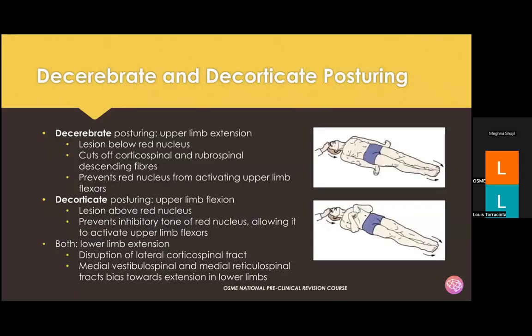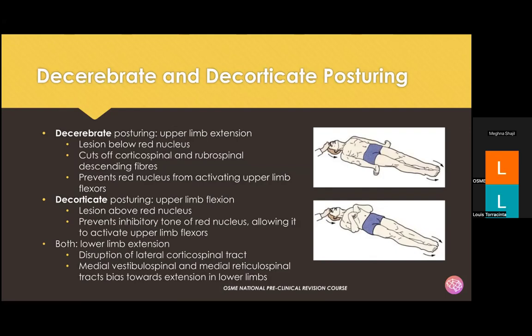So easy way to remember: core, the arms go up to the core. So that's at the bottom there. That's decorticate. Decerebrate, the arms are extended. Okay. And decerebrate, the lesion is below the red nucleus. That's a little part of the brain, and it cuts off those corticospinal and rubrospinal descending fibers.